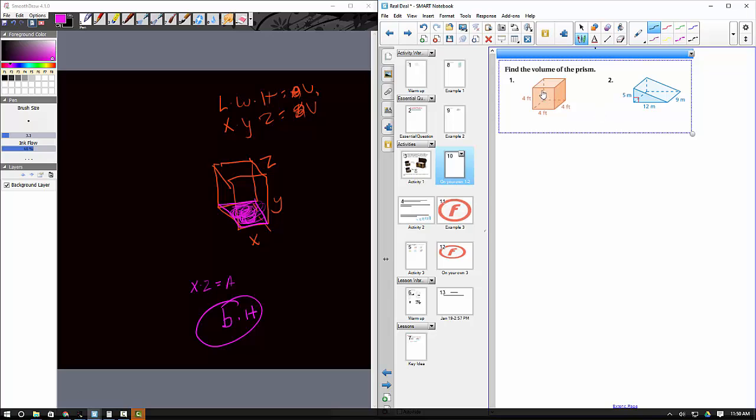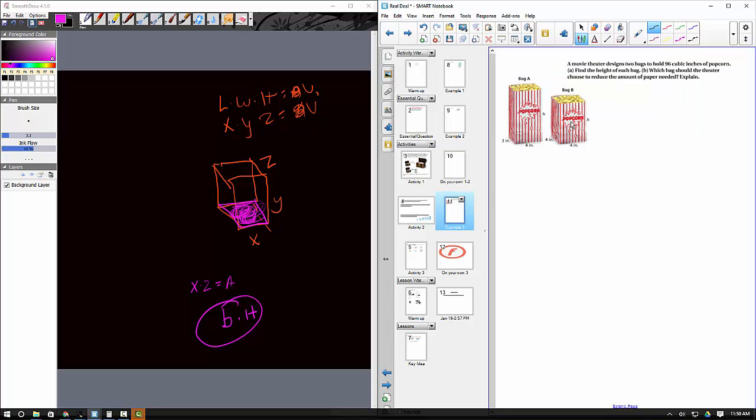I have 2 here. Again, I have my 4 by 4, which is 16. 16 times 4 is 64. And this one here, I'd have 5 times 12 divided by 2, so it could really be 5 times 6, right? So 30 times 9 is 270. It goes really fast if you figure this out.